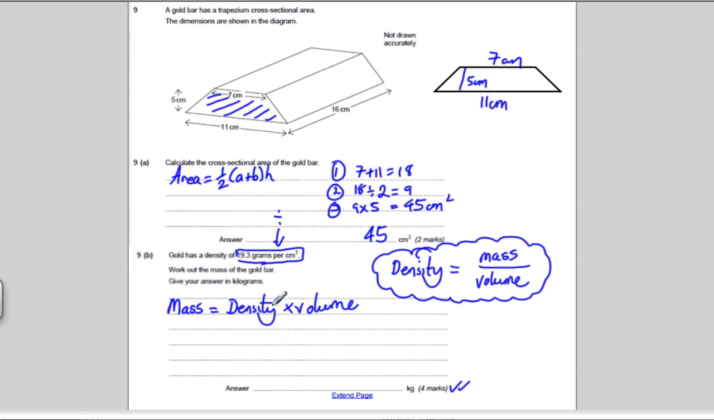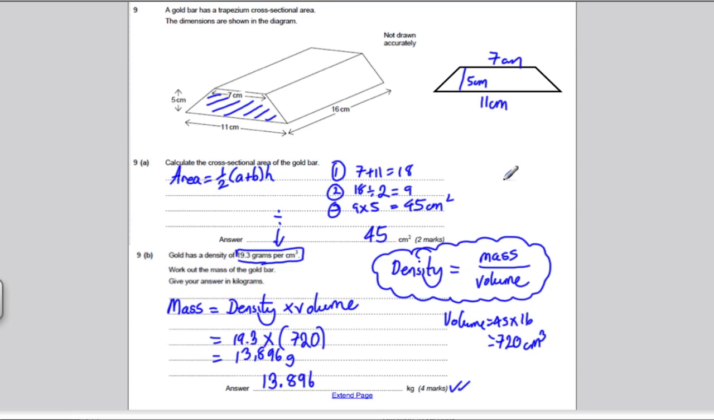Now we know the density is 19.3 grams per centimetre cubed, so we do 19.3 times the volume. The volume of a prism is the cross-sectional area times the depth. So it would be this 45 times 16. The volume, that we might even do separate working, is 45 times 16, which is 720 centimetres cubed. So you multiply this by 720 and you get 13896 and the unit grams. Now they asked us the answer in kilograms, so we have to divide by 1,000 and the answer in kilograms will be 13.896 kilograms.